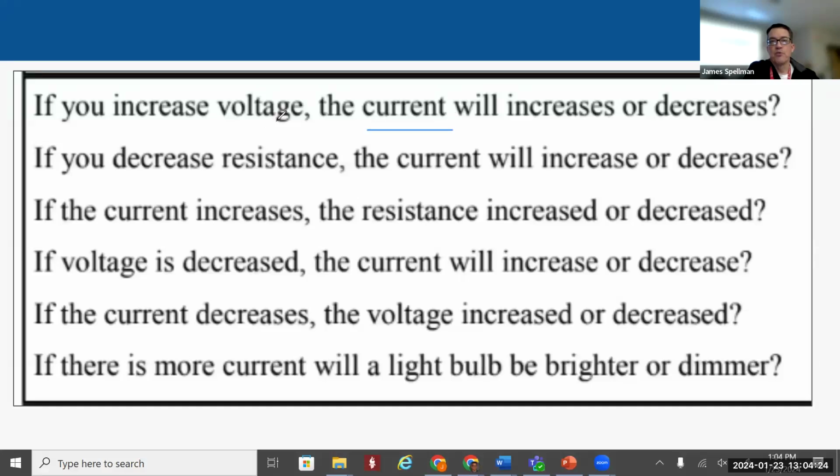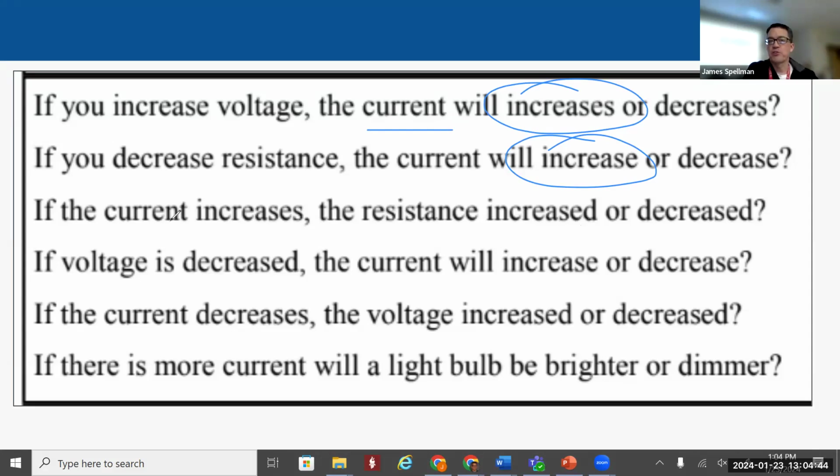So again, more voltage, that's more push, so we should be able to get more current. If I decrease the resistance, if I don't squeeze as hard, what's going to happen to our current? It's going to pick up. Again, think about squeezing a water hose or something like that. If I get more current, what does that do to the resistance?